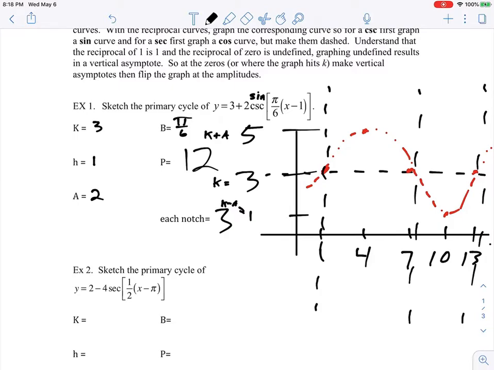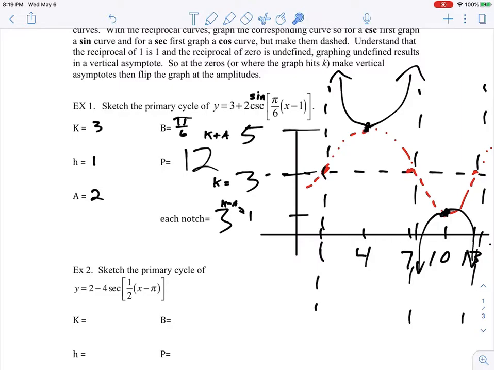Then I'm going to go to this top here, and I'm just going to take that and do the reciprocal. Flip it up. Go to the bottom here, flip it down. And there it is. Right here and here, I have graphed one period of a cosecant. Okay? And you might ask why it works that way. So let's take a look at that real quick.